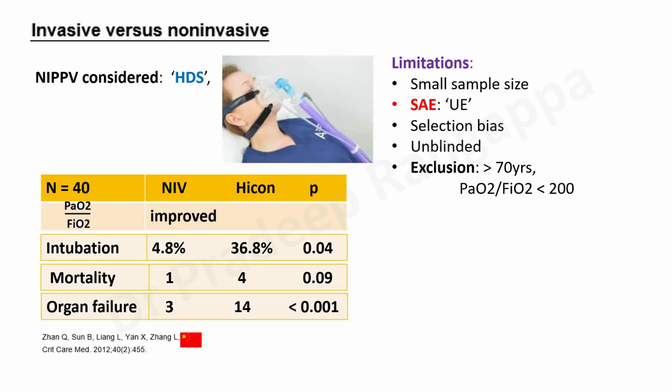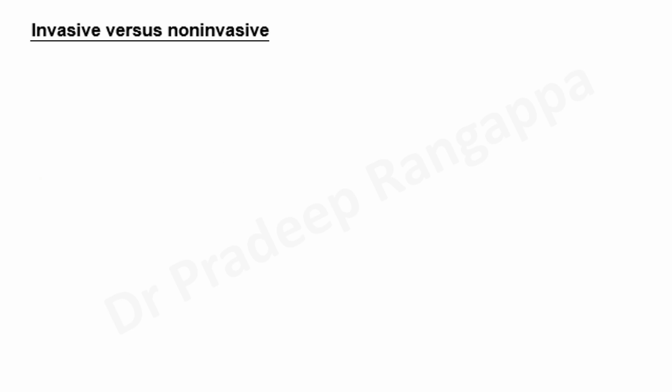But there were a lot of limitations with this trial. As you see, the sample size is very small, and serious adverse events were underestimated. There was selection bias, and there was no blinding, and they did exclude patients more than 70 years, and they did exclude severe ARDS. This is something you need to keep in mind: here they have taken mild to moderate ARDS. Severe ARDS they had excluded, which means we do not know in severe ARDS whether NIV has any role.